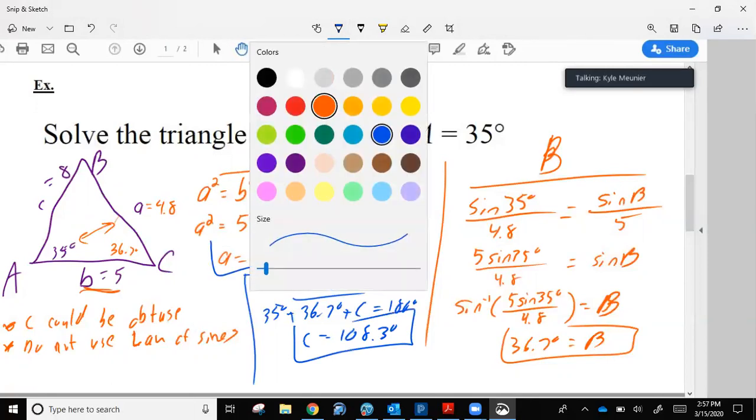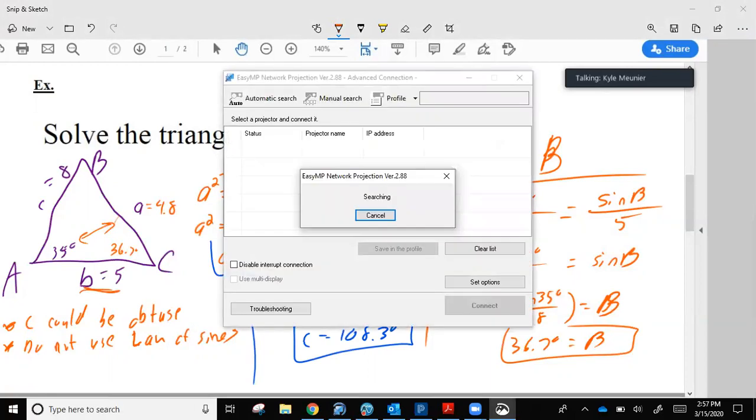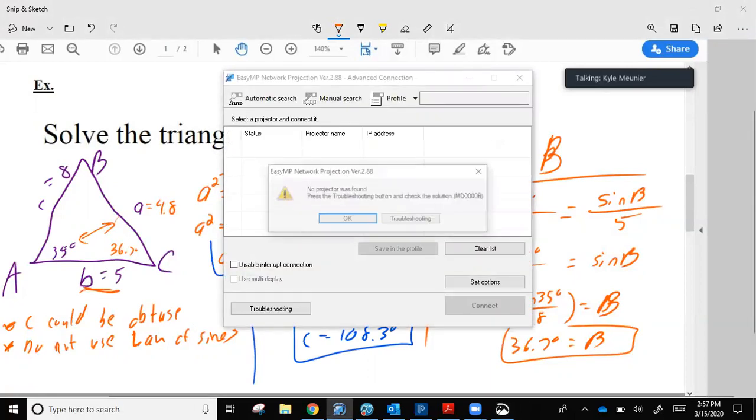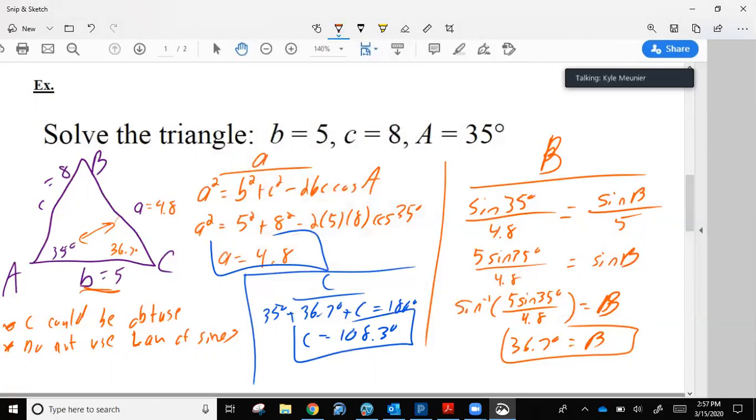And because of that, my bad. The screen is very touchy. Let me fix this up. Angle B is 36.7. And angle C is 108.3.